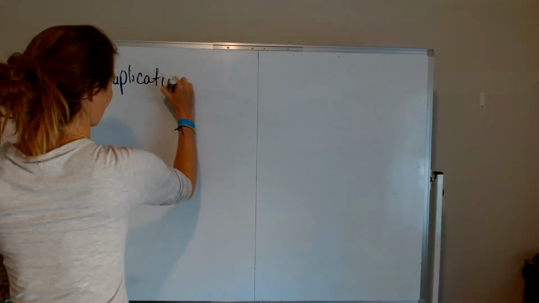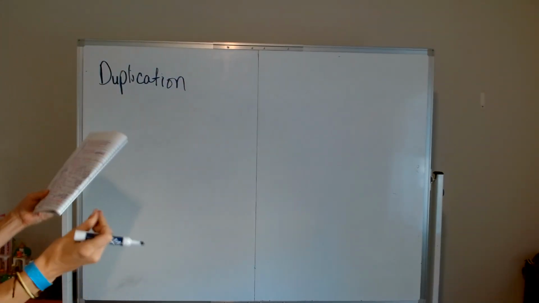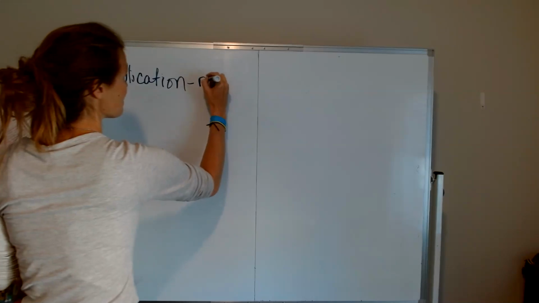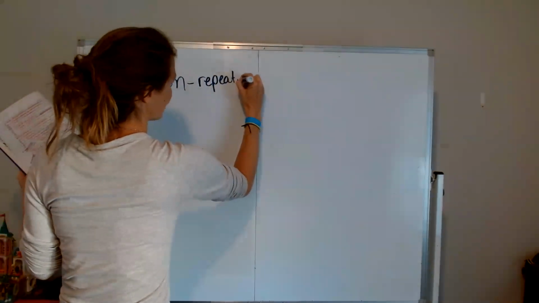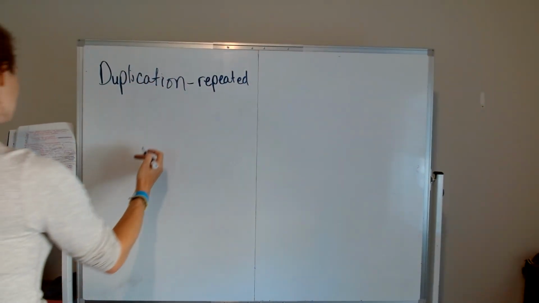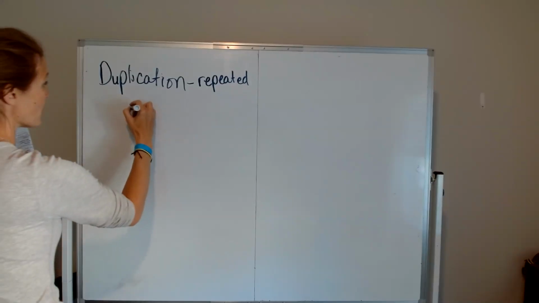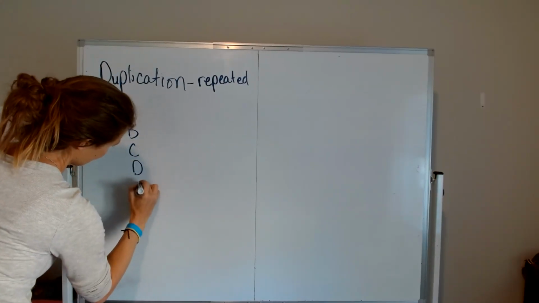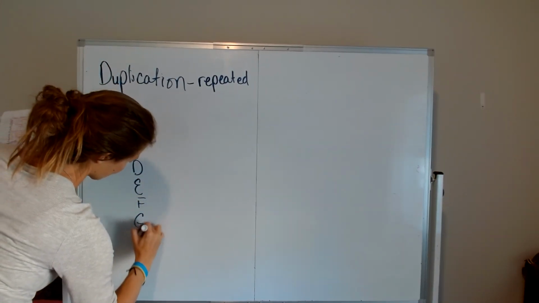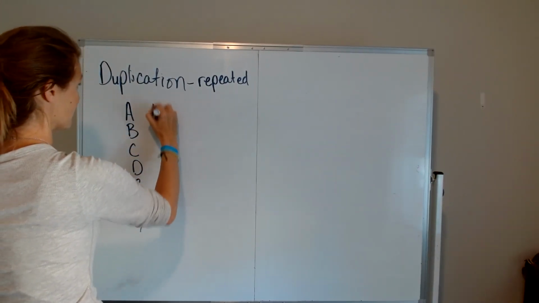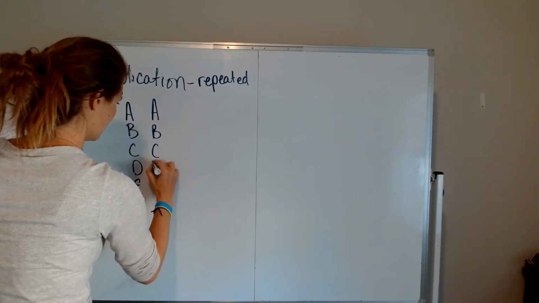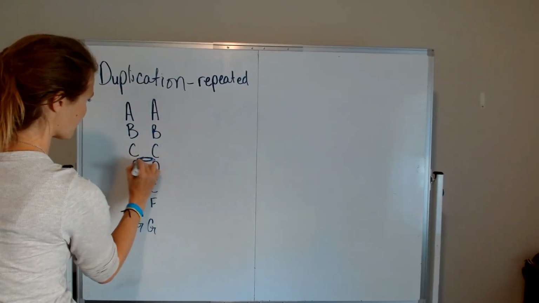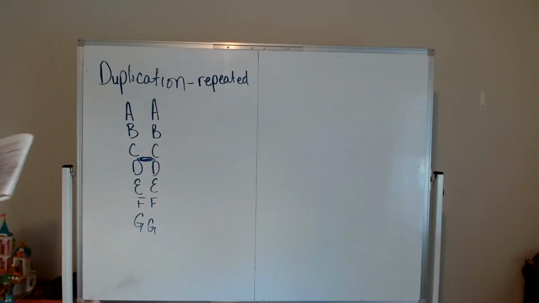So then you have duplication. Duplication, just as it said. So with deletion, we had some missing or some loss of genetic information. Duplication, we have repeated information. Okay, so this can be in tandem. So let's say it's A, B, C, D, E, F, G. Okay, and then this other one right next to it is A, B, C, D, E, F, G. These chromosomes are linked by their centromere. I'm saying that so that you guys know that I'm talking about a chromosome.